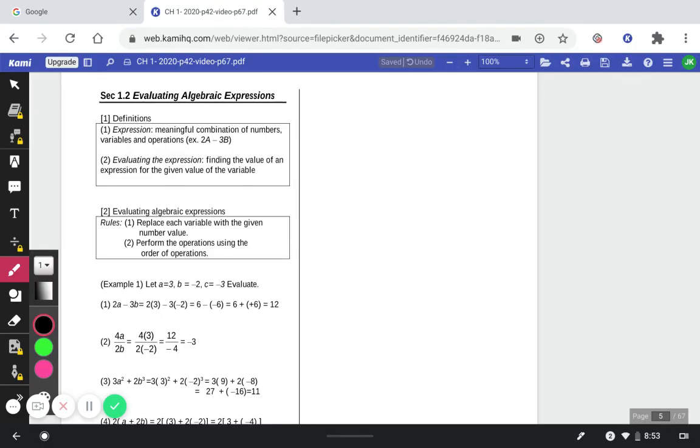Now this time we're going to talk about evaluating algebraic expressions. Evaluate means getting the answer after you substitute. An expression is a meaningful combination of numbers and letters, which are variables, and operations. So when you have 2x minus 3y, that's an expression. Evaluating an expression means finding the actual value of the expression for given values of the variables, the letters.